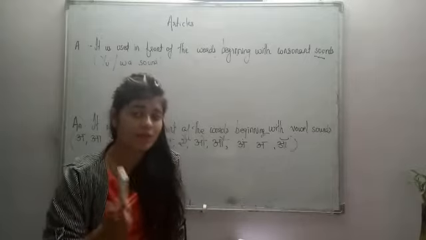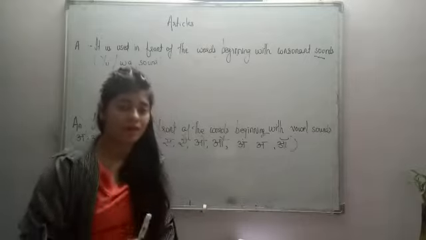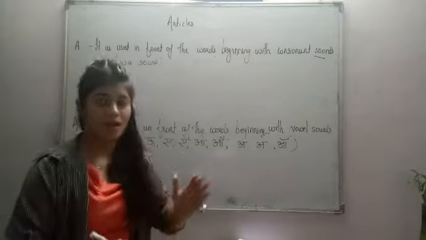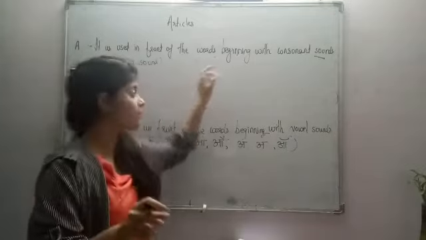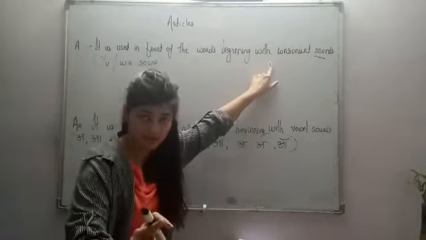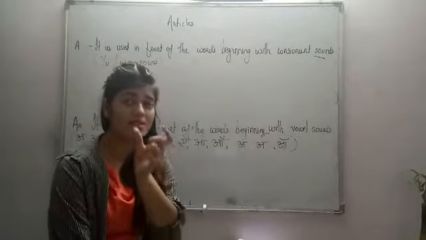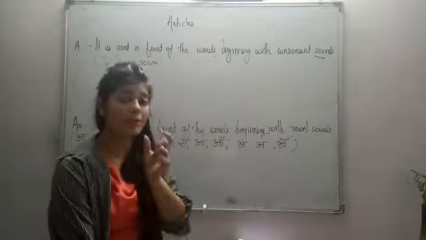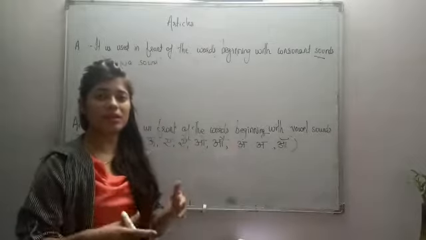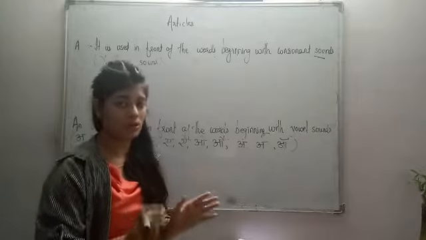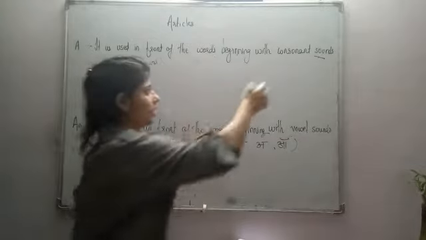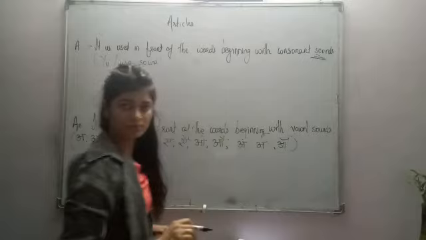Now let us start with the usage of article A. Now where do we use article A? Article A is used in front of the words beginning with consonant sounds. Mark my words, consonant sounds. Why consonant sounds? Because we generally end up using article A just in front of words beginning with consonant, which is wrong. We have to take care of sounds.